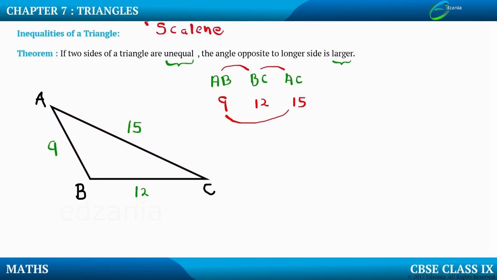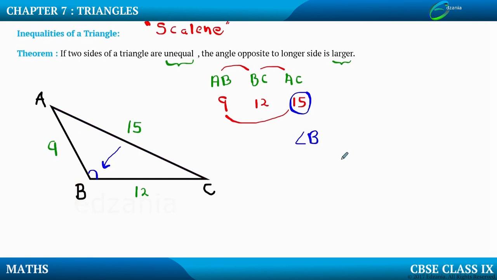So if two sides of a triangle are unequal, then the angle opposite to the longer side is larger. So which is the longer side over here? You can say that AC is the longer, or you can say it is the longest side. So which is the angle opposite to AC? The angle opposite to AC is angle B. Therefore, angle B has to be the longest angle, as AC is the longest side.